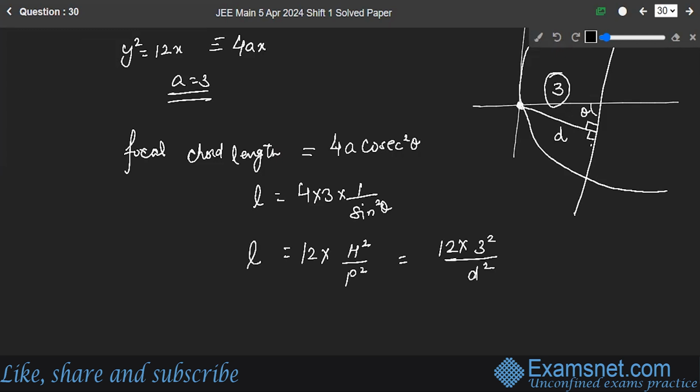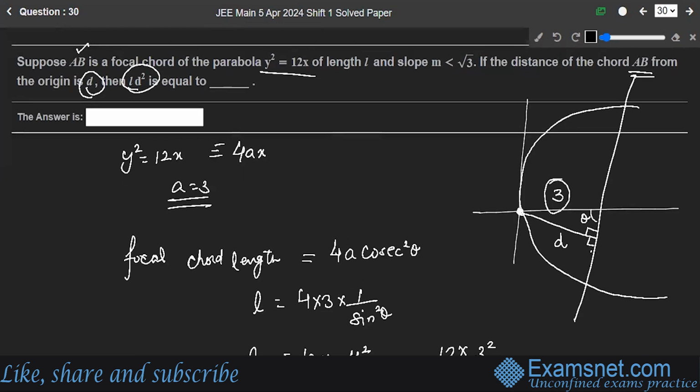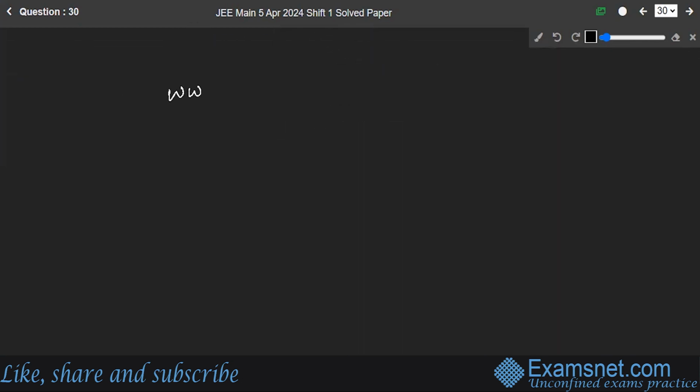So this is your L. L is equal to 9 into 12 upon D square. Or you have LD square is equal to 108. So simple as that. You only needed to analyze the figure in this question. This is 108, last question of this paper. Hope you have got that, and students, with that we have completed all the questions for this particular paper.